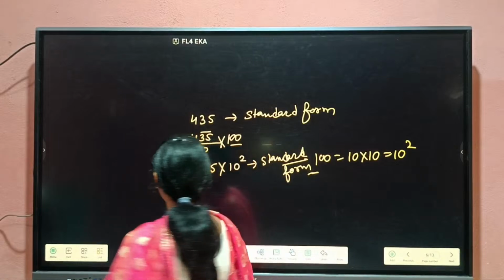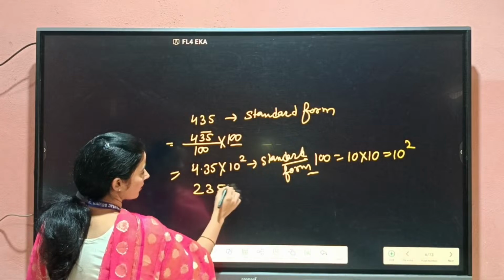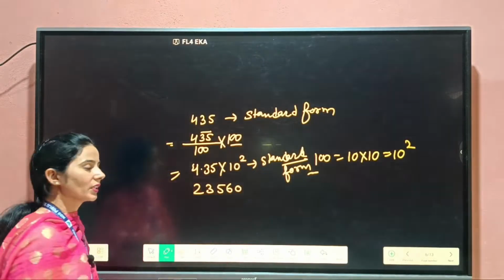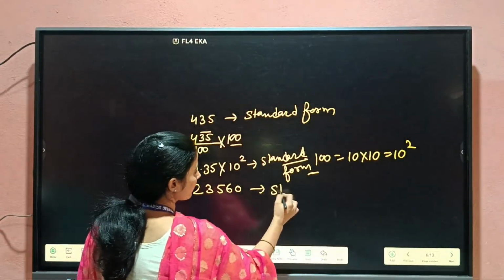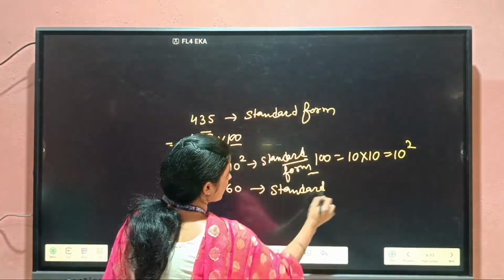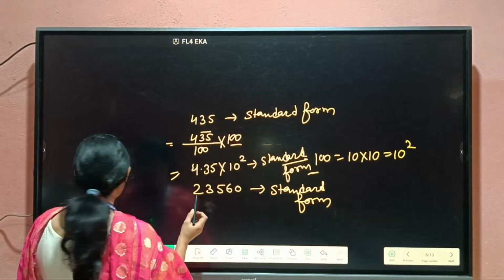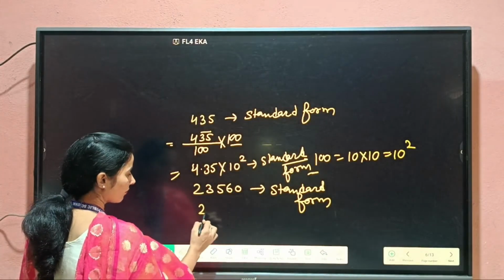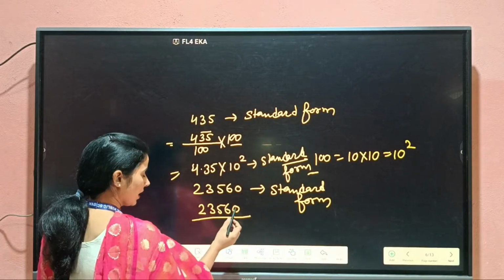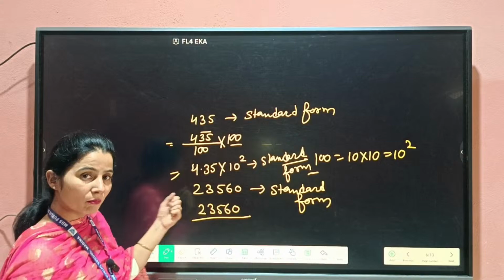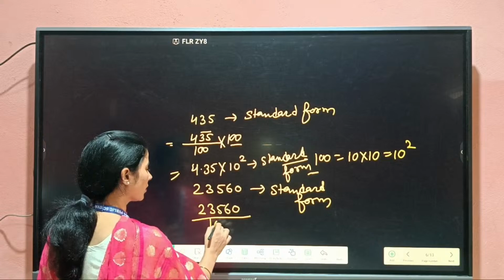Next, let us revise with more examples. 23,560. This number I want to convert into standard form. How can I convert this one? I have to insert a decimal after this 2. Then I have to divide this number by, after the 2, count the number of digits: 1, 2, 3, 4, with 4 zeros, means 10,000.